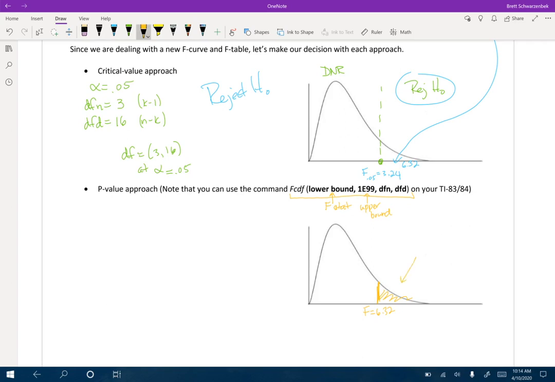We're going to do FCDF of our lower bound 6.32. Our upper bound is always 1E99, and then 3, 16. If you throw that into the calculator, you're going to get approximately 0.0049 as your p-value for this test.